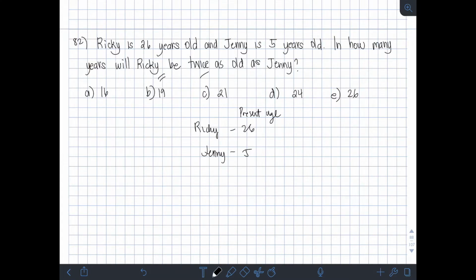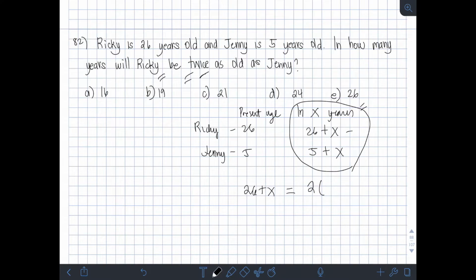So, let's say, X yon. So, in X years, so, anong edad ni Ricky? 26 plus X, right? Tapos si Jenny, 5 plus X na. So, buo tayo ngayon ng equation dito base doon sa condition. So, ibig sabihin, yung edad ni Ricky in X years, ito, 26 plus X is equal to twice as old as Jenny in X years din. So, twice ibig sabihin, 2 times yung edad ni Jenny in X years. Ito yon, di ba? 5 plus X.